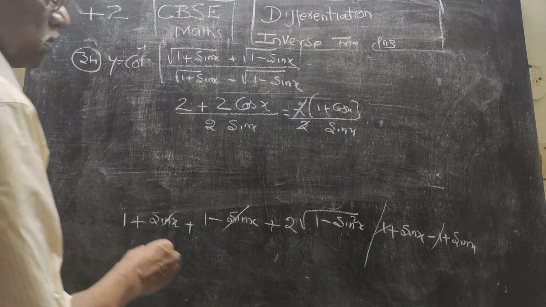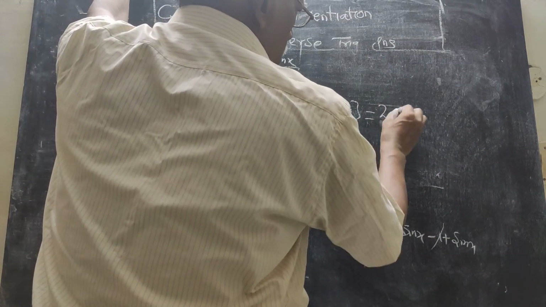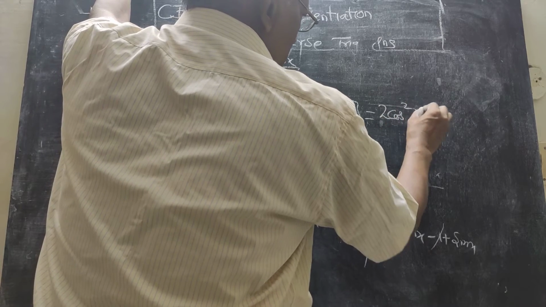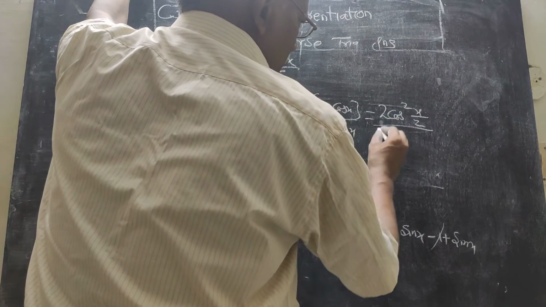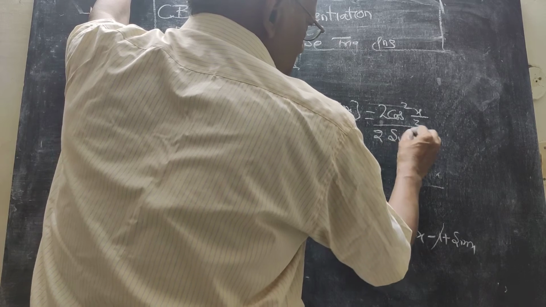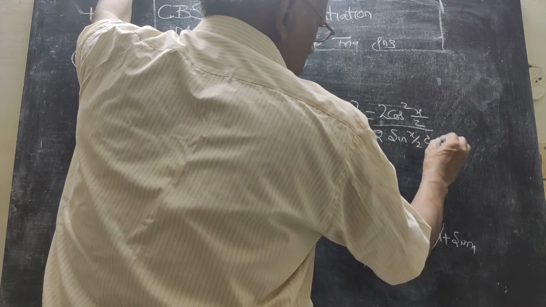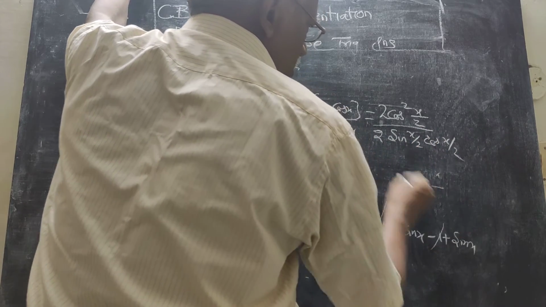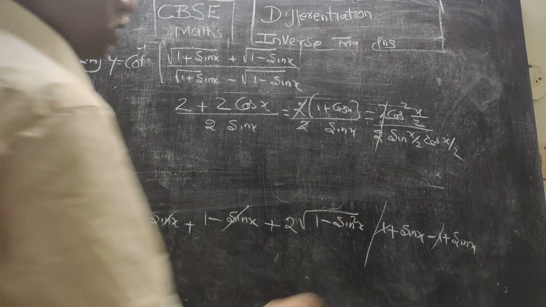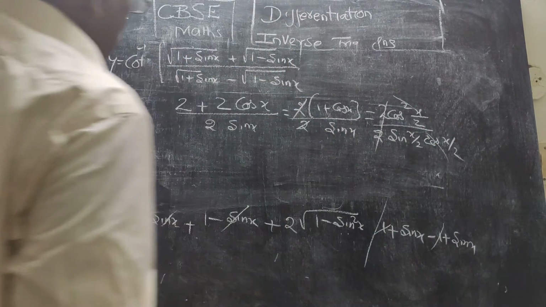1 plus cos x is 2 cos square x by 2, and sin x by the half angle formula is 2 sin x by 2 cos x by 2. This 2 gets cancelled and 1 cos also gets cancelled.